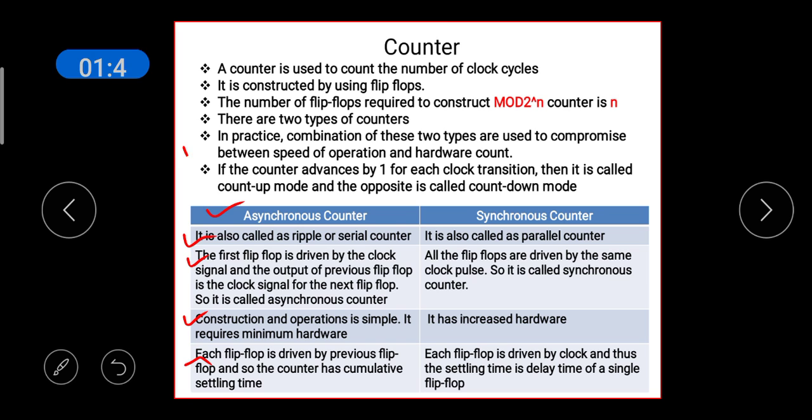In practice, a combination of these two types is used to compromise between speed of operation and hardware count. If the counter advances by 1 for each clock transition, then it is called count up mode, and the opposite is called countdown mode. That is, when the counting decreases by 1, it is called countdown mode.